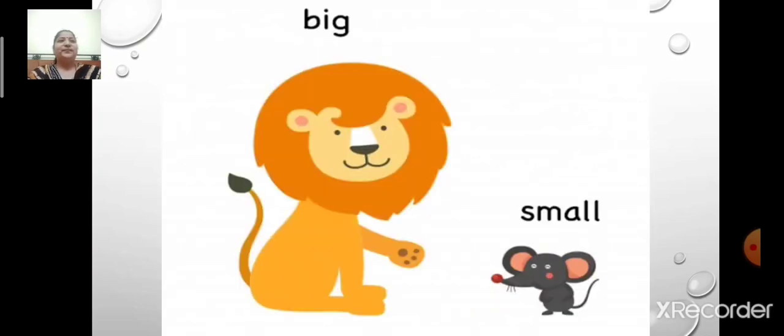Next, big, small. This lion is big and this mouse is small. So, B-I-G, big, S-M-A-L-L, small. Big and small are the words opposite to each other.